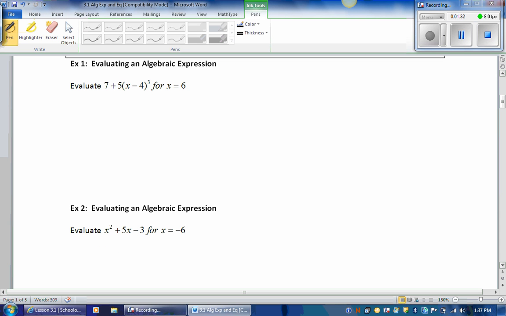So this problem says evaluate 7 plus 5 times the quantity x minus 4 cubed for x equals 6. So what this means is I want to take x, and instead of writing x, I'm going to write in 6. So we're substituting in the value of 6 for x. Okay, so once we're here, we're going to follow our order of operations. So first thing we need to handle is parentheses. Okay, so we're going to do what's inside my parentheses.